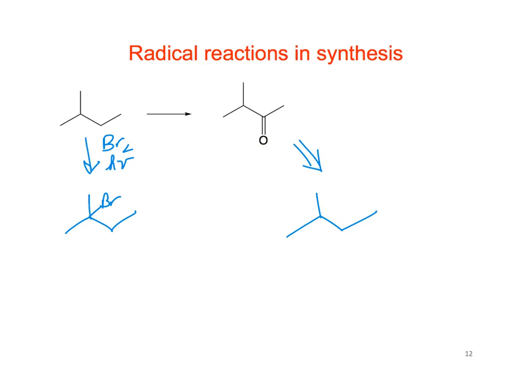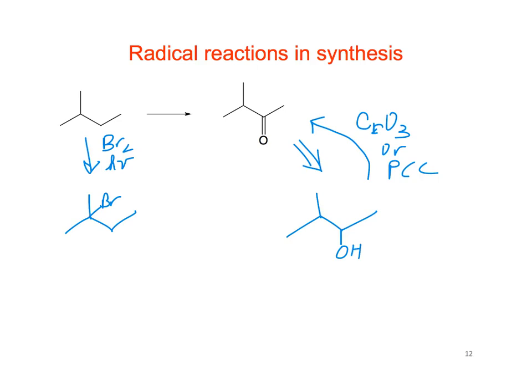The other thing we could make it from is an alcohol, right? And we could convert that alcohol to the ketone by an oxidation reaction. So we would either use chromium trioxide or chromic acid, or we could use pyridinium chlorochromate, PCC.